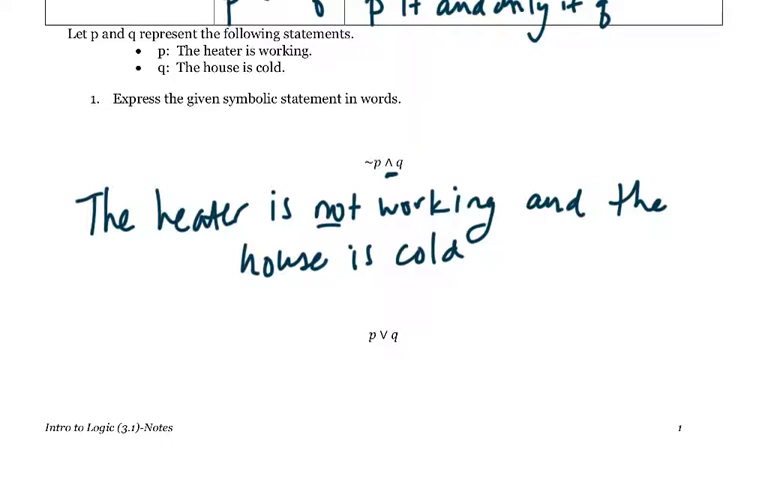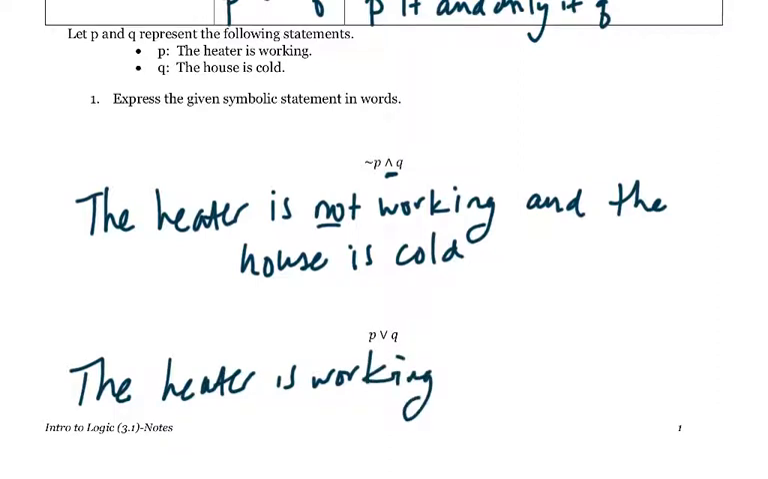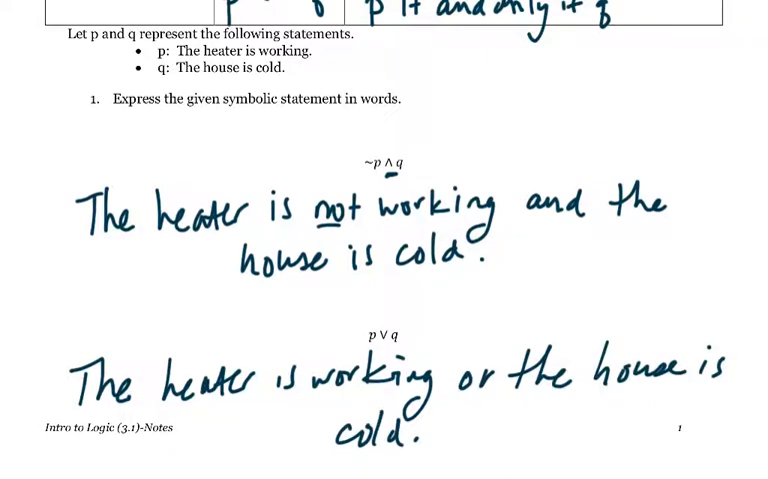Okay. Now we're going to do P or Q, so that neither of them are negated, so it's just the statements that they are, and we have the or, so this is going to be the heater is working, or the house is cold. So these are a couple of examples. Let's continue and look at a few more.